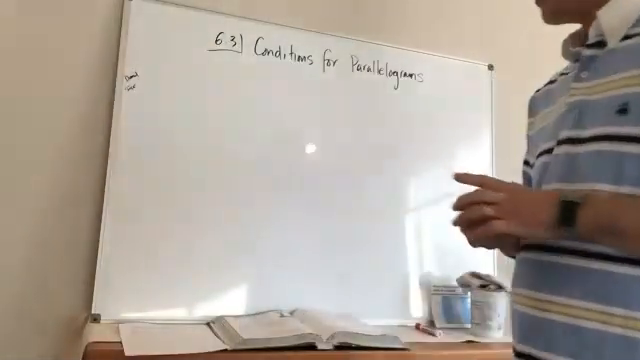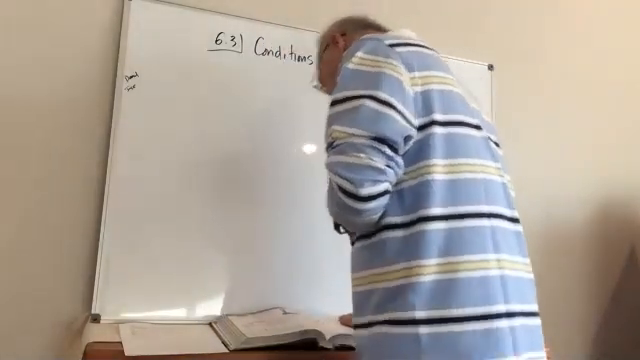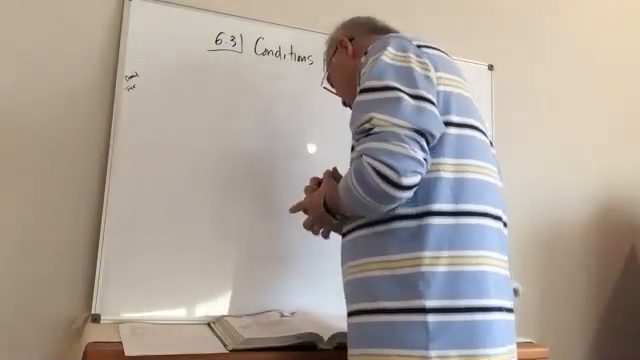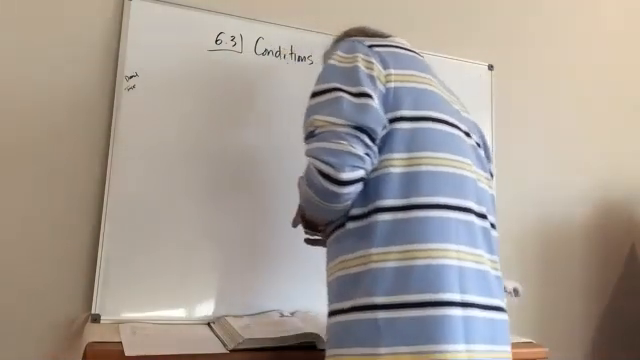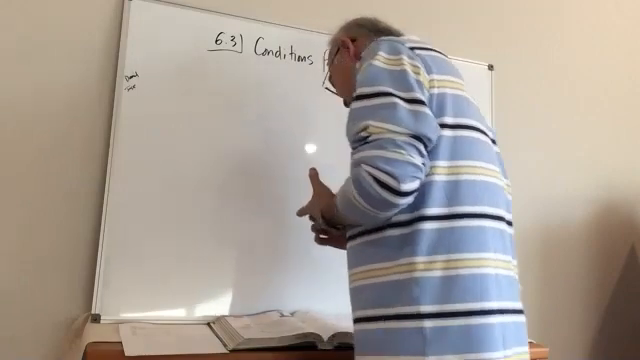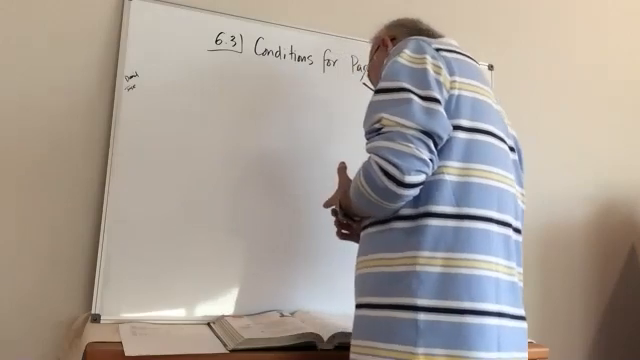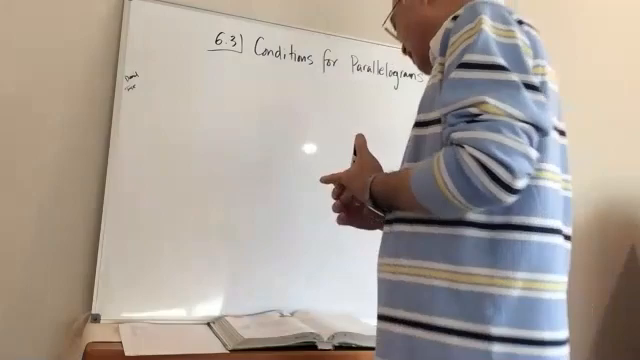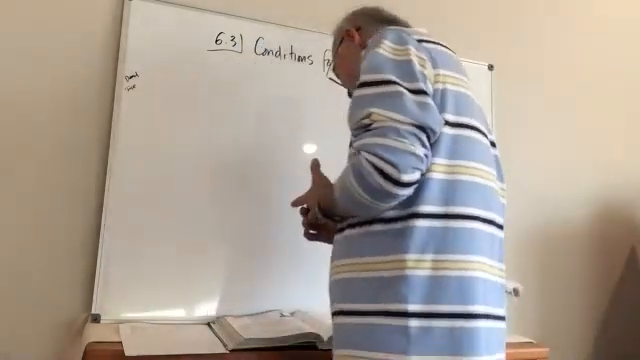All right, so we're talking about conditions for parallelograms. If you go to page 410, we are on page 410. There's a girl who is doing some bird watching there, and you can see that she has a mount that mounts her binoculars. You can see that there's a parallelogram there, okay?